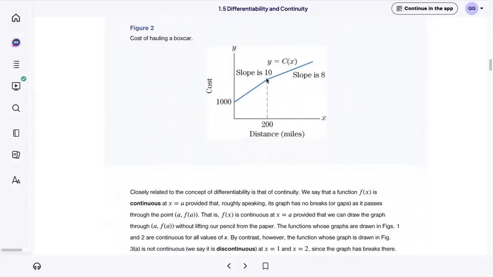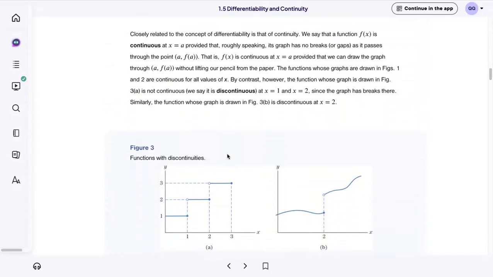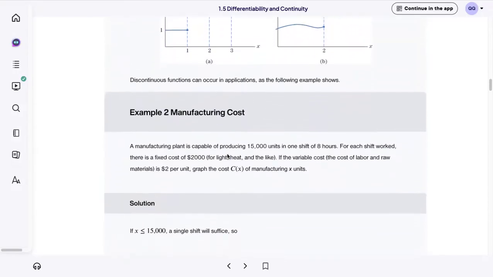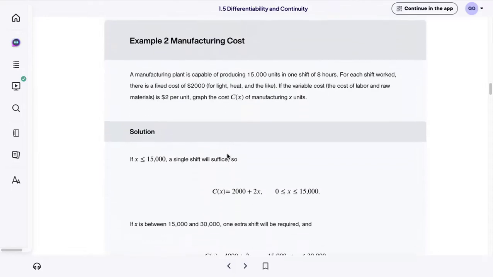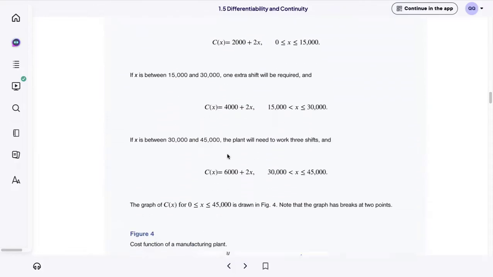So here we have this graph, right? Less than or equal to 200 is this line, a straight line, a linear function. If it's greater than 200, it is this line. The slope is a little smaller, right? Comparing A to 10. So that's the graph of that. So example 2 is similar, all right?